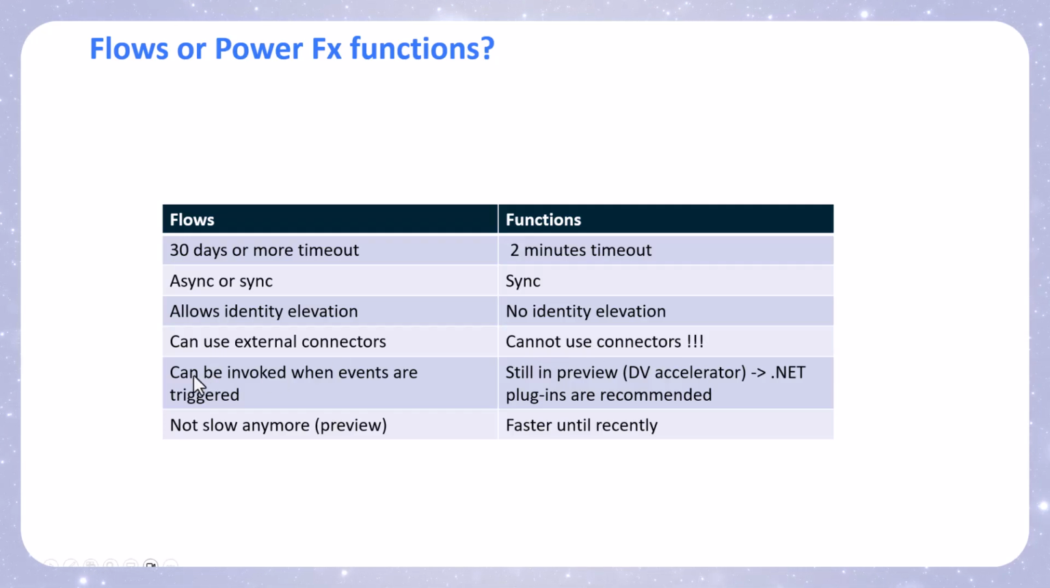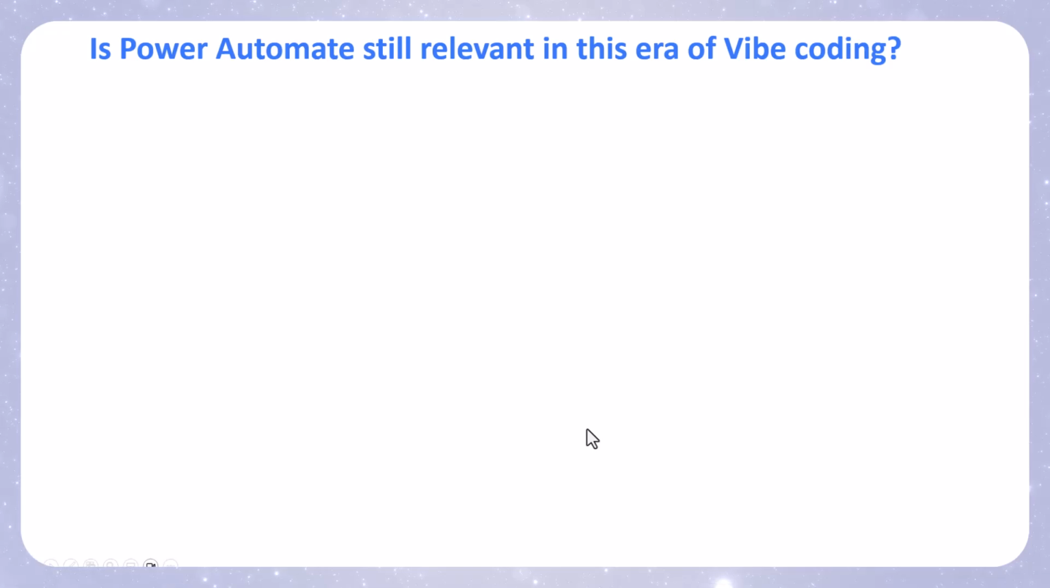You can have a flow that is triggered when an event happens, right? You cannot do that in function. And functions were a bit faster than Power Fx code... rather, flows were a bit slower than Power Fx code. That's not the case anymore. You will see that now we have a new feature that allows your flow to run extremely fast. That's in preview. So until recently, I would say, functions were faster than flows, but that's not the case anymore.